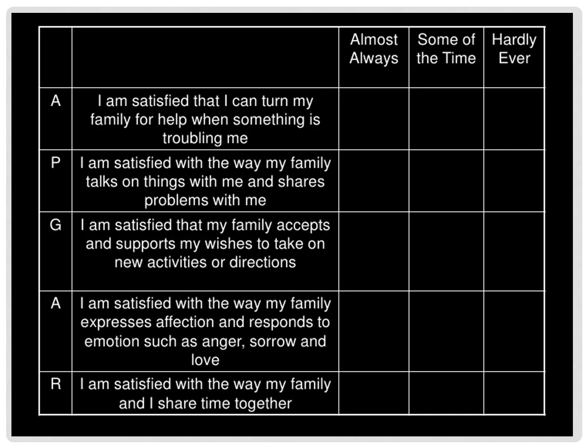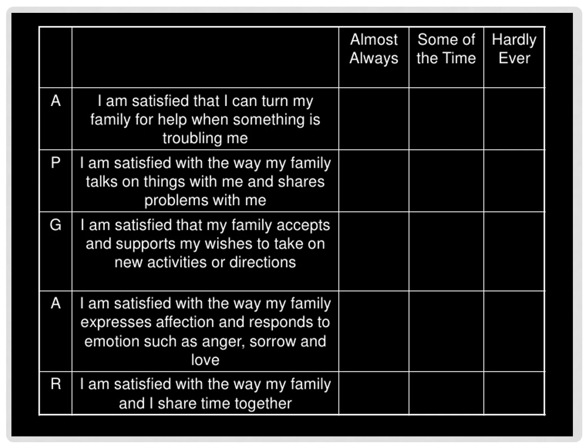So this is the APGAR questionnaire. Each question would be answered with a 2, 1, or 0. Almost always would be 2, some of the time would be 1, and hardly ever would be 0. You would be asking questions such as, I am satisfied that I can turn to my family for help when something is troubling me. For letter P, I am satisfied with the way my family talks over things with me and shares problems with me.